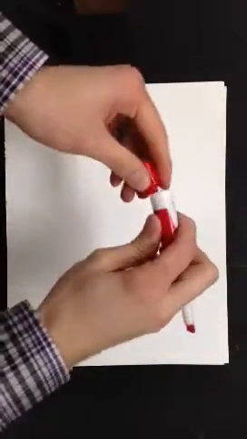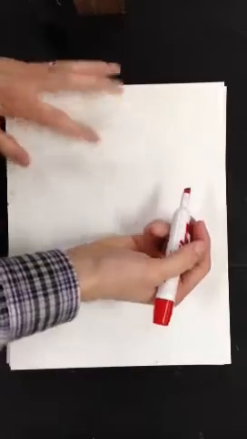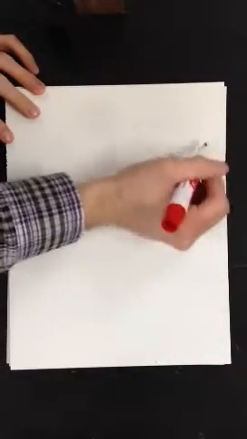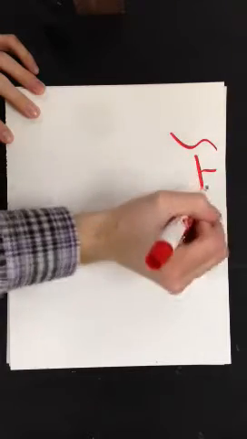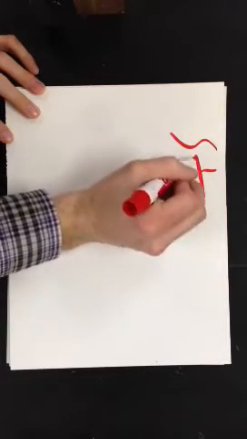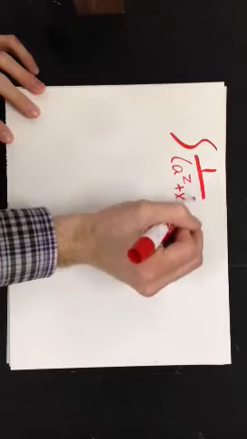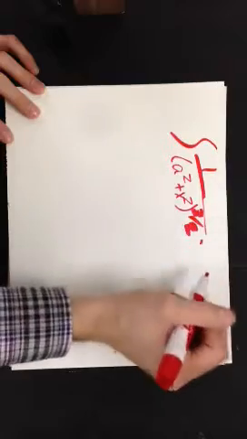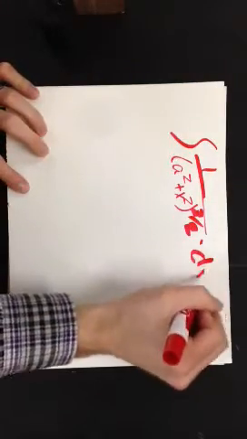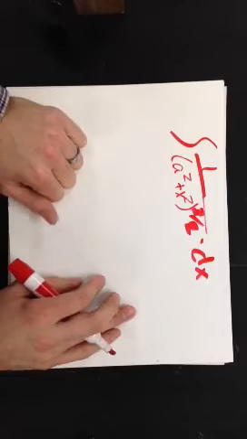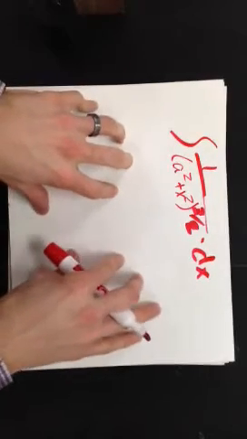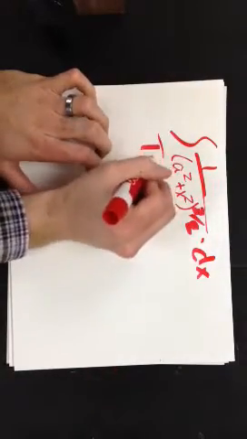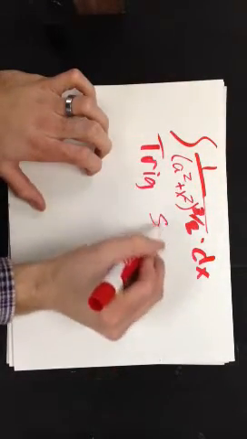Okay, so you were given the task of integrating this generic function. It was the integral of 1 over a squared plus x squared, taken to the 3/2, times dx. Okay, to go about this problem, what we have to do is trig substitution.